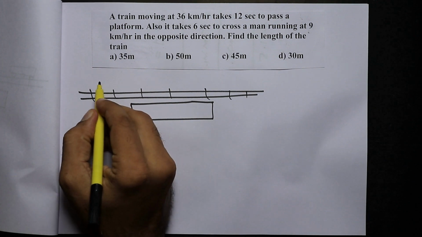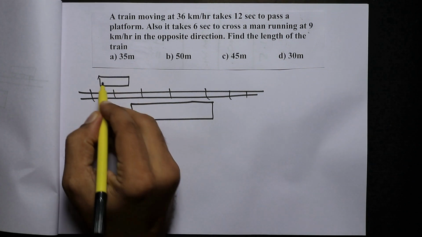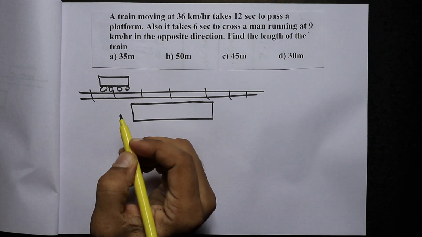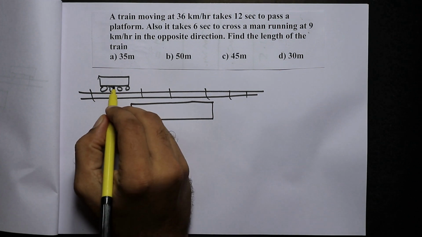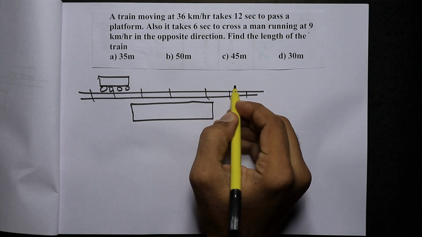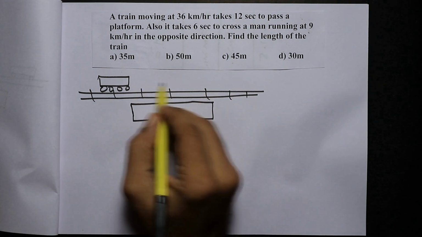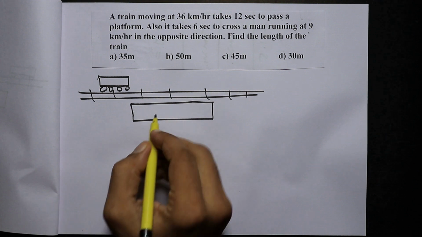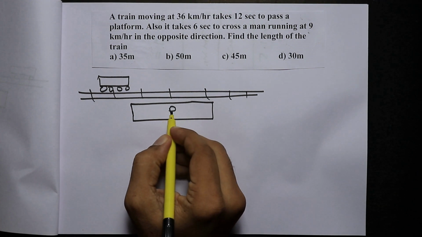So you have the train here. The train is just about to enter the platform, and the train needs to completely cross this platform. Now to cross this platform, first, the length of the platform has to be moved. So we'll take the length of the platform to be P.